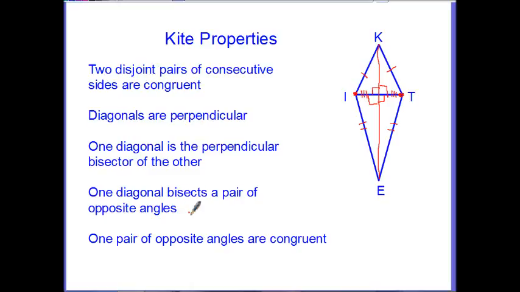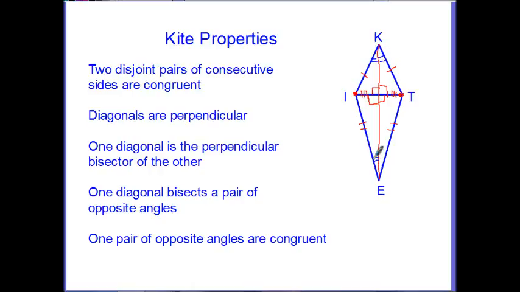That diagonal is being bisected. Next, one diagonal bisects a pair of opposite angles. Now, the opposite angles that are being bisected, if you look at this top triangle and this bottom triangle, we'll see that they're isosceles triangles that were formed. The bisector that goes through the vertex angle of the isosceles triangle is going to be the angle that's being bisected.